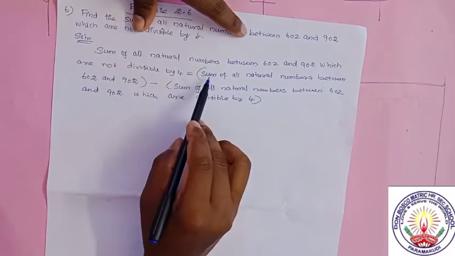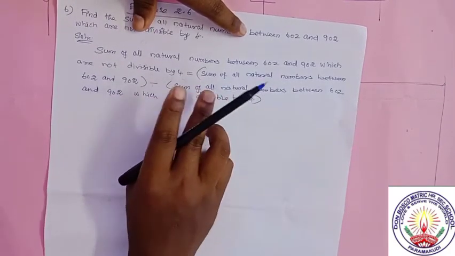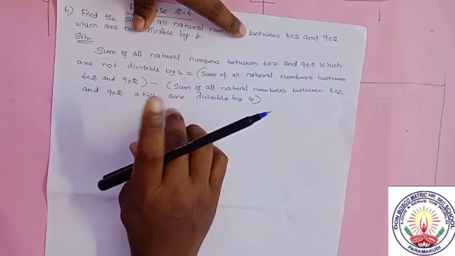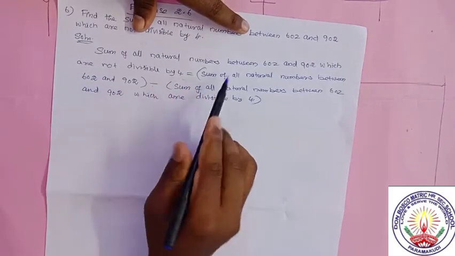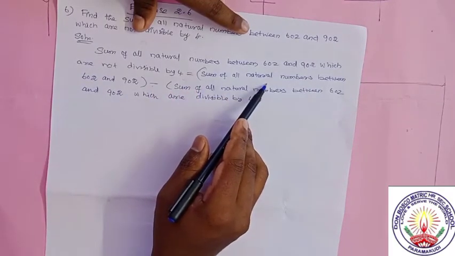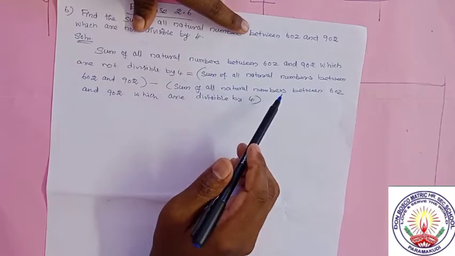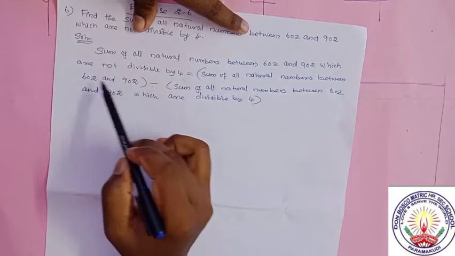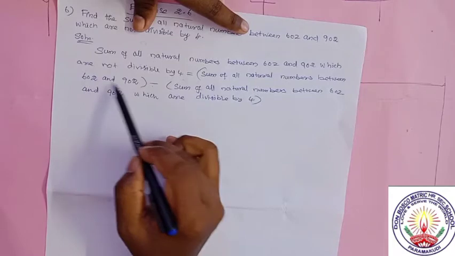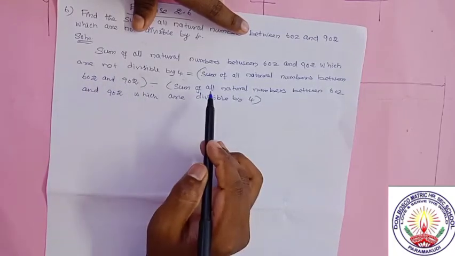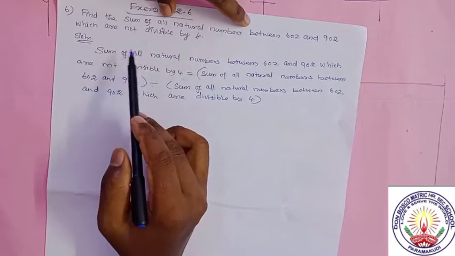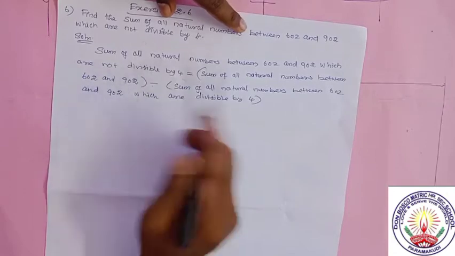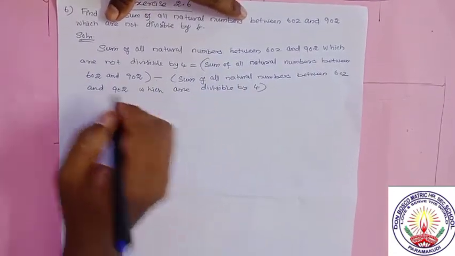So to find the sum of all natural numbers, from the last exercise, special series, we have the formula for the sum of first n natural numbers: n into n plus 1 by 2. We can follow this formula. But here it is between 602 and 902, that means not from the beginning but in between. So we can use either the sum of natural numbers formula or the sum of n terms in an arithmetic progression formula. This is a simple one, if you want to use the natural number formula also.